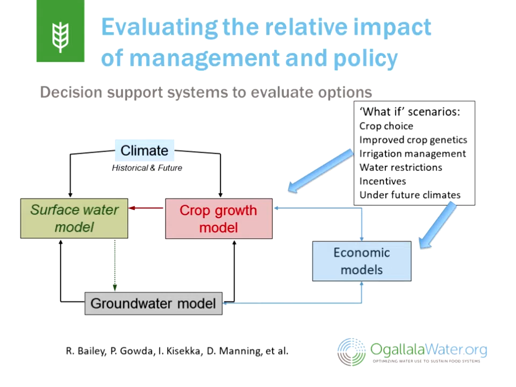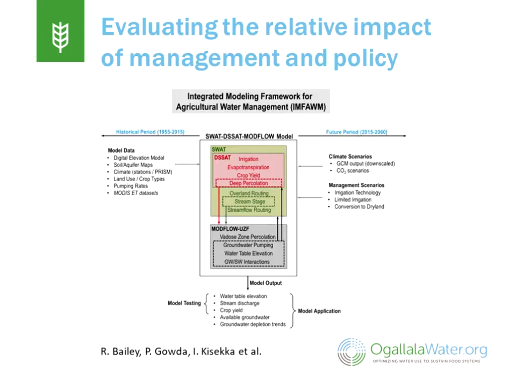to economic models to run a bunch of what-if scenarios, both in terms of crop choice, improved crop genetics, as well as those policy options of water restrictions or using different incentives, and running those both under current and future climates. And the goal is that out of this, there'd basically be a decision support tool that could be applied in different ways to do those sorts of what-if planning exercises for different communities moving forward.